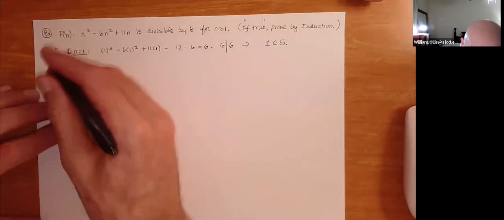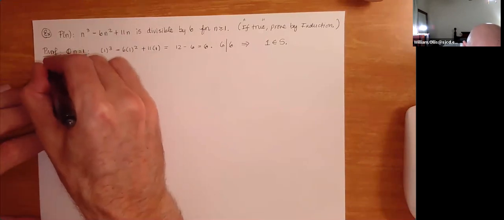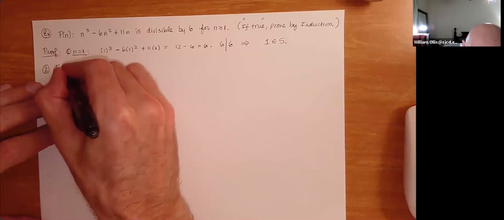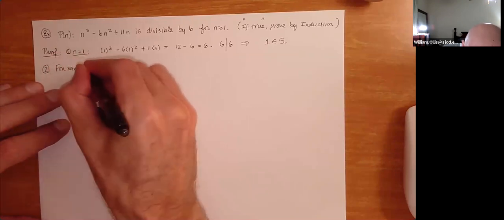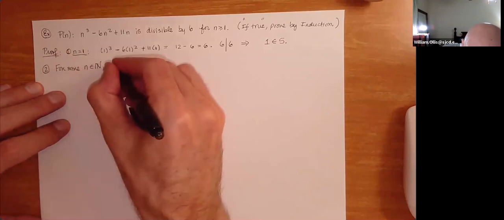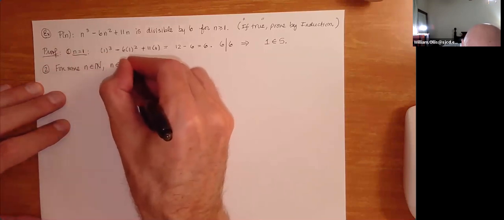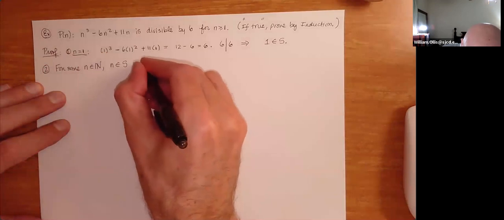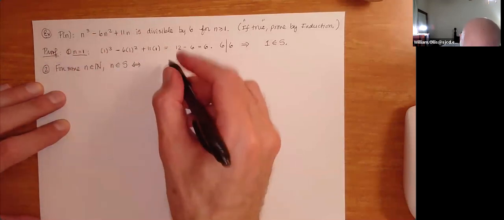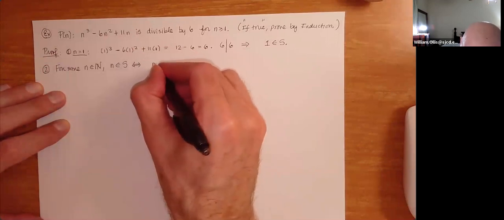So we're going to go out on a limb. We're going to say for some natural number n, we're going to assume that n is in S. What does that mean? Well, it means that this expression is a multiple of 6. It's divisible by 6, so it's a multiple of 6.